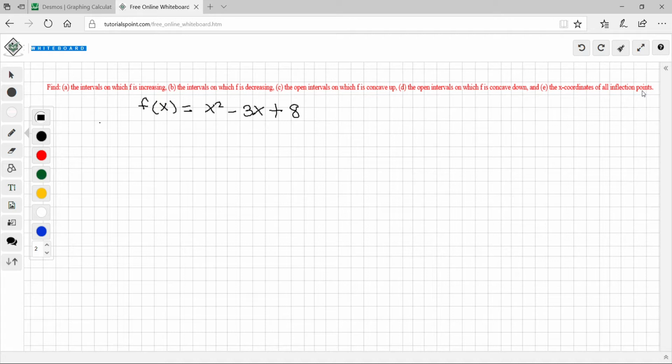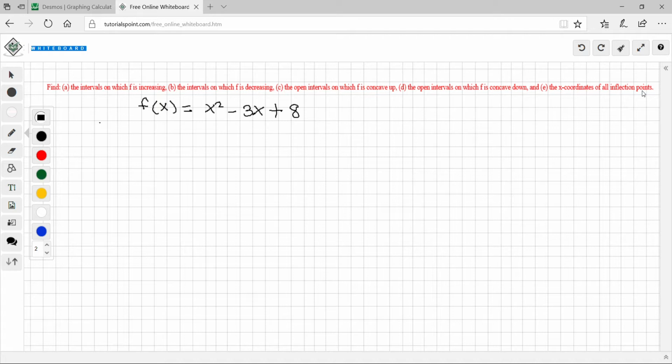Okay, so today we're going to find A, the intervals on which f is increasing, B, the intervals on which f is decreasing, C, the interval on which it is concave up, and D, the open interval where it is concave down, and the x coordinates of the inflection point. So we are given f of x equals x squared minus 3x plus 8. So we've got to find the increasing and decreasing.